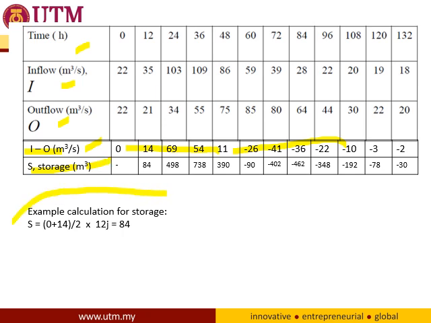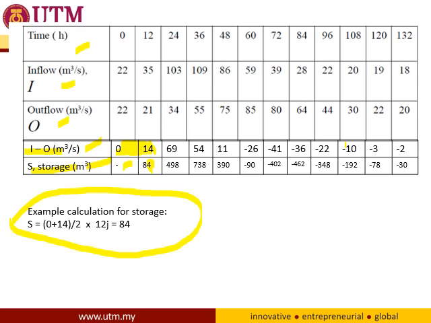You can use this formula. For the first one there would be nothing, so the next column would be 0. Plus 14 and divide by 2. So it's the average, the average of these two.